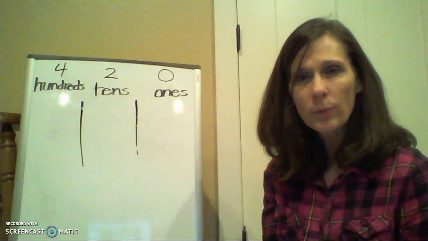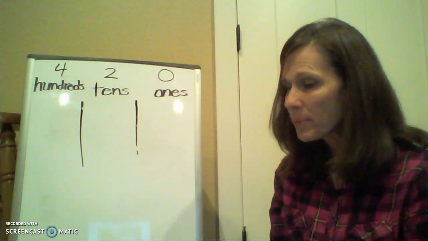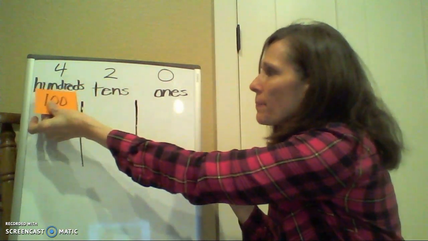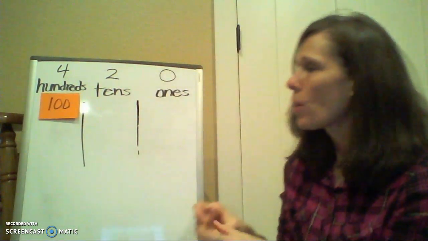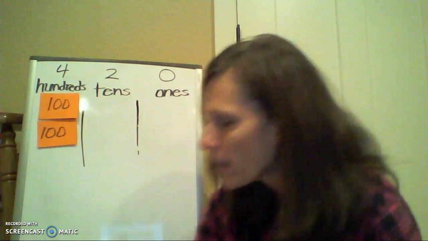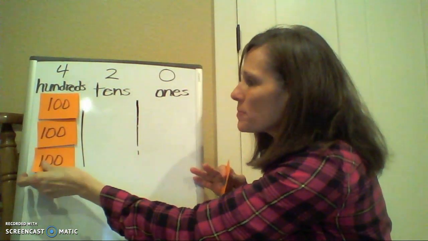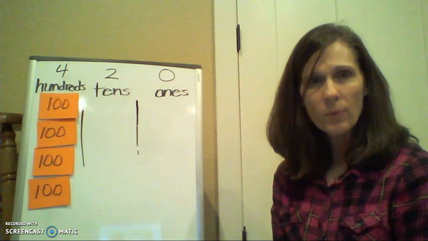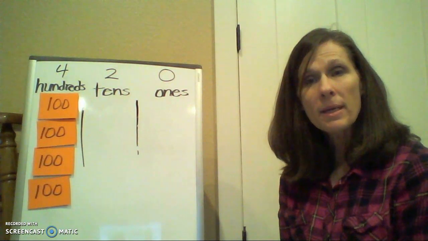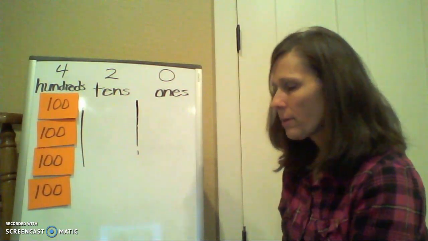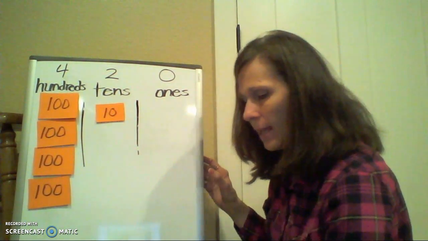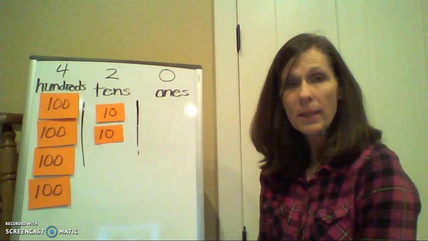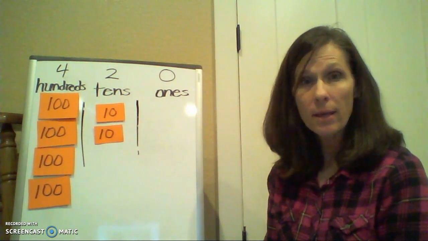Okay, so what does the 4 really mean when it sits in the hundreds place? Well, it means 4 groups of 100. Okay, so let's put that up there. 100, 1 group of 100, 2 groups of 100, 3 groups of 100, and 4 groups of 100. Okay, and what does the 2 mean when it sits in the tens place? Well, the 2 means 2 groups of 10. Okay, so 1 group of 10 and 2 groups of 10. Okay, and what does the 0 mean in the ones place? It means 0. There's nothing in the ones place.